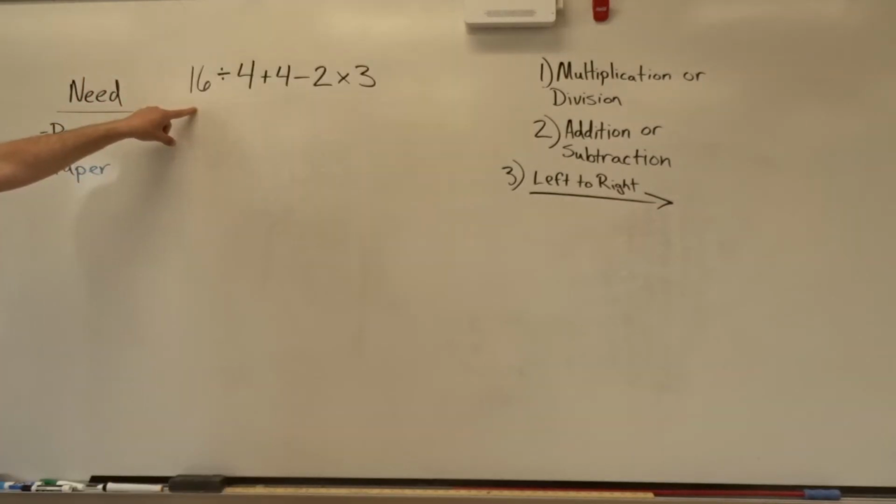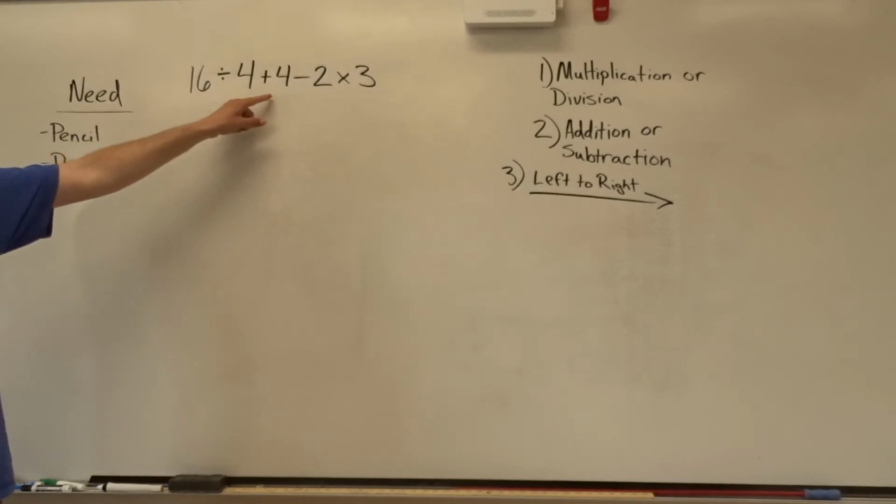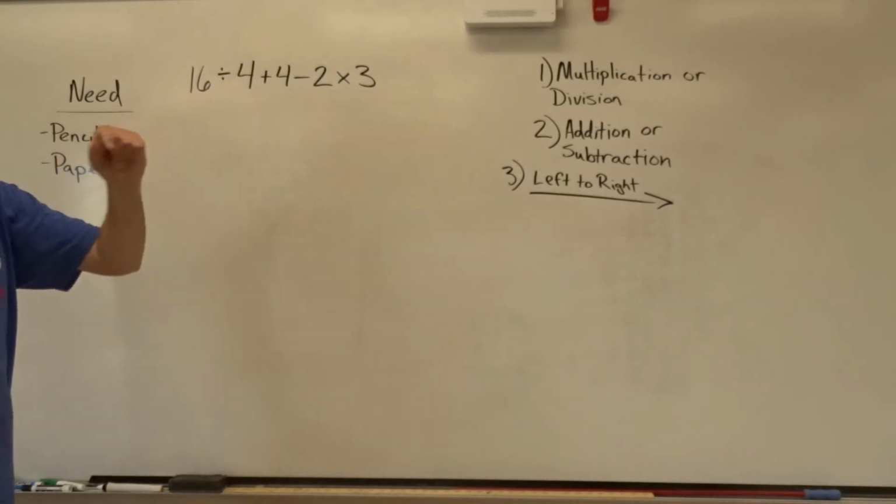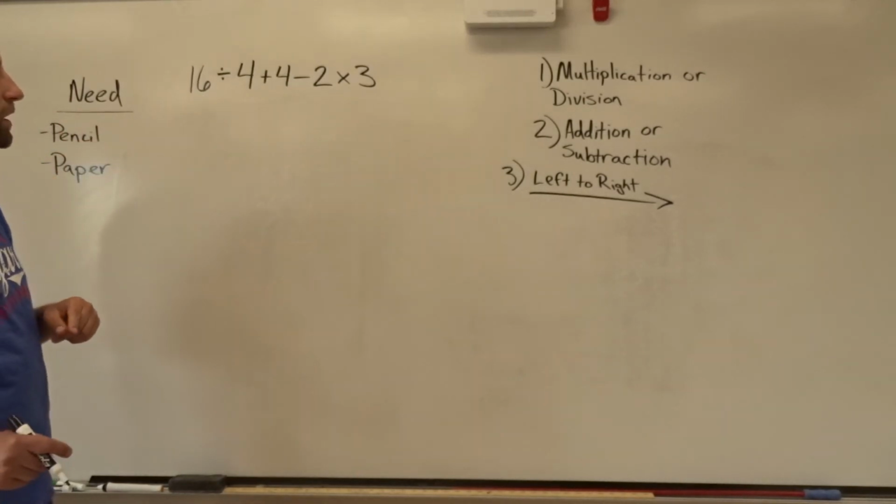This one I need you to try on your own, so you're going to hit pause as soon as I'm done talking here. I'll let you know when to hit it. 16 divided by 4 plus 4 minus 2 times 3. Go ahead and hit pause right now and try this on your own.